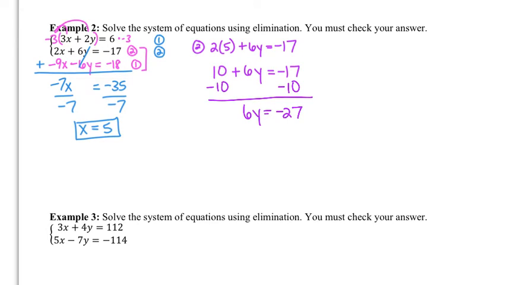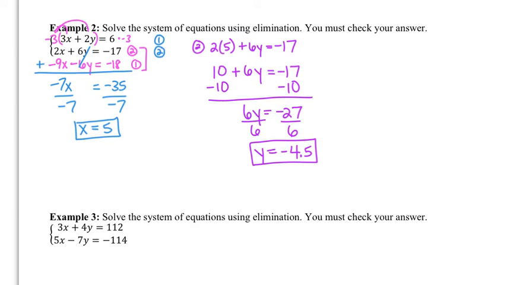And then our last step, undo that multiplication, we're going to divide each side by 6. So y equals, get out that calculator, it is going to be a decimal. And so when you put that into your calculator, you should get negative 4.5. And that's y. All right, we've got x, we've got y. We know it works in equation number 2 because I just used it to find y. And so we need to check it in equation number 1.